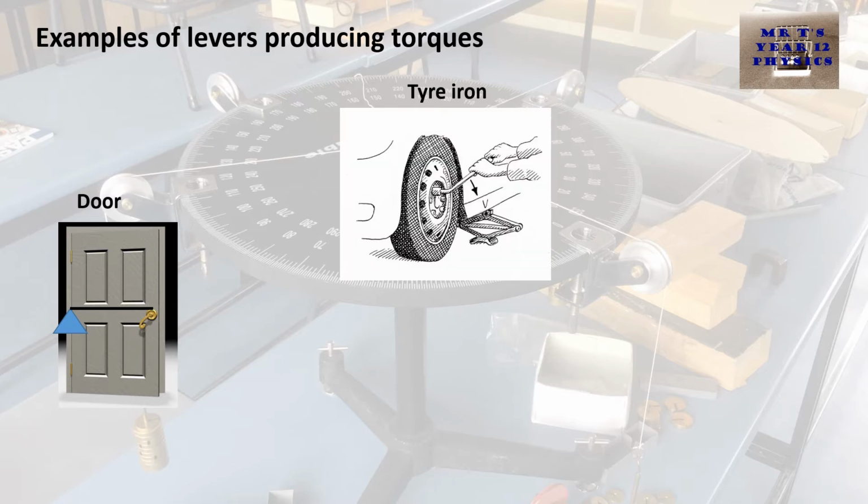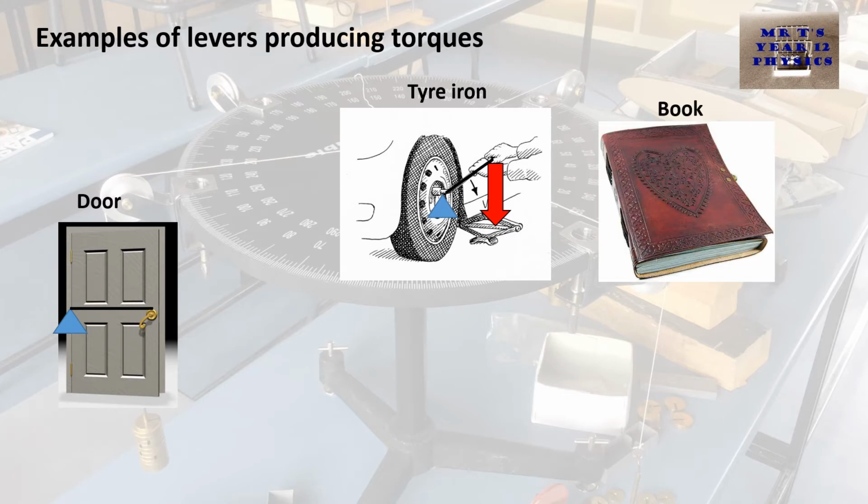Second example here is a tire iron. You get a flat tire on the road and you want to undo the lug nuts that hold the wheel onto your car, so you're going to use a tire iron. That has a turning point that happens at the nut here. We've got a lever and a force that you're applying downwards. So this is a situation where we're using a lever as well. What about a book? That's another simple fulcrum lever situation. The fulcrum is at the spine, the lever is along the face of the book, and the force is applied here upwards to open the book.